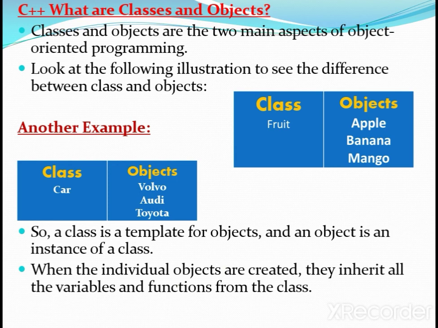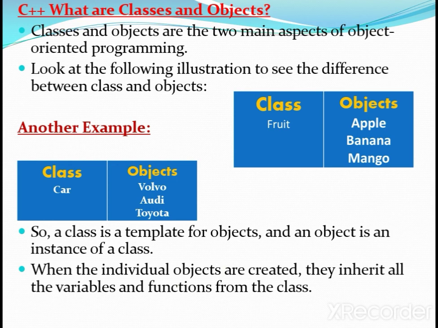In C++, what are classes and objects? Classes and objects are the two main aspects of object-oriented programming. Look at the following illustration to see the difference between the class and objects. In the first example, class name is fruit and apple, banana, mango are the objects of class fruit.